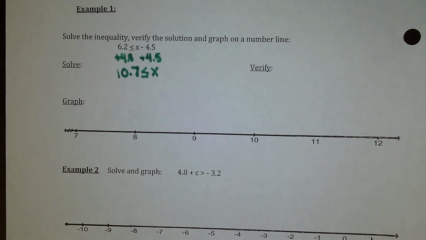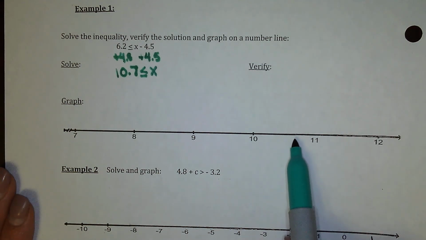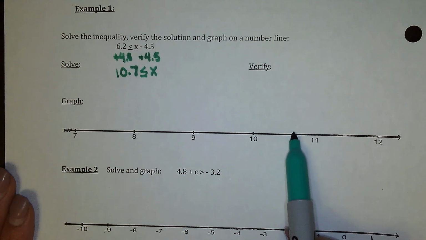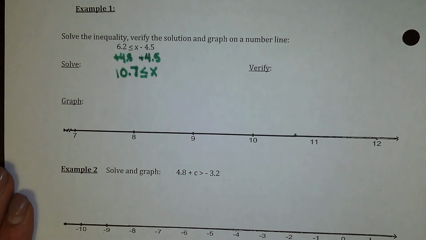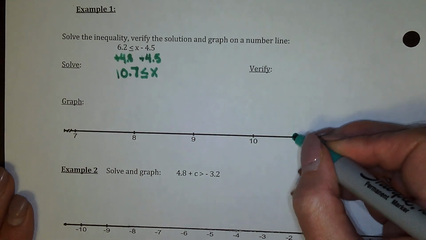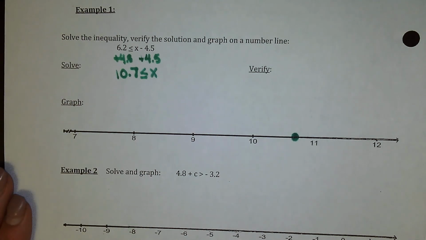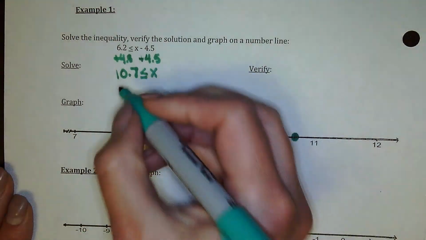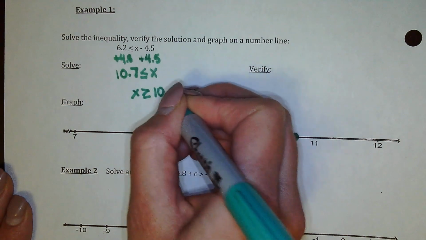Okay, and so when I do that, I then have to go ahead and find my 10.7, so that's between halfway, it's more than halfway, so we're just going to say about here. And it should be a solid circle because of that less than or equal to. Now, x is the larger value, so I could actually rewrite that as x is greater than or equal to 10.7.